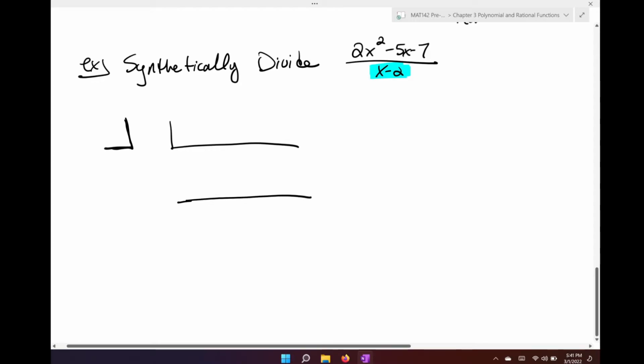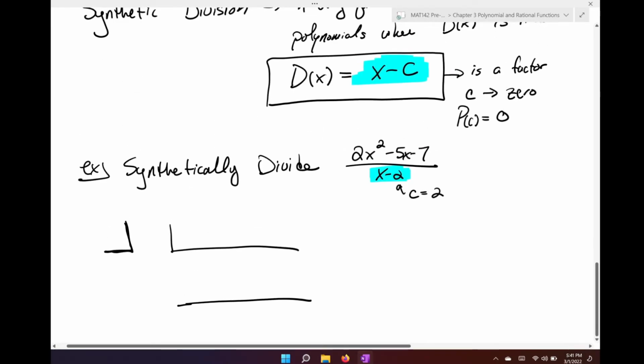In the upper left-hand corner, all you put is the value of c. So c equals 2 in this situation. You don't worry about the negative sign because we want the form x minus c. Okay? So I'm going to put a 2 right here. Then, in the second box to the right, I'm going to write all the coefficients of each term respectively. So I get 2, -5, and -7.